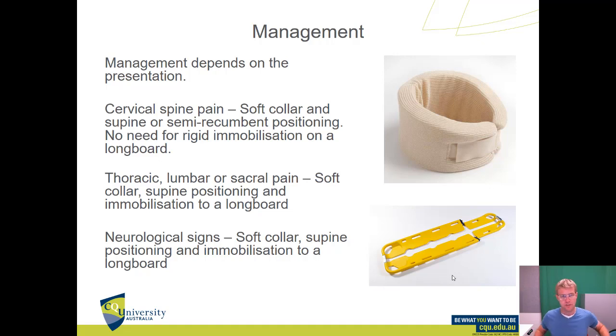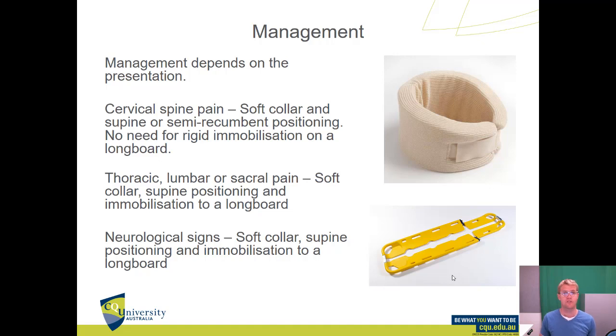Now, if you have thoracic, lumbar, or sacral pain, so the lower aspects of the spine, again, soft collar. And these are the ones where we do use supine positioning and immobilization to a long board. What we don't do is put people on a flat spine board and strap them in super tight so they can't move. This is just having someone on a scoop stretcher with a collar on, maybe with a towel on either side of their head, and just let them manage their own body. If they need to shift and move a little bit to relieve pain, that's actually to their benefit.